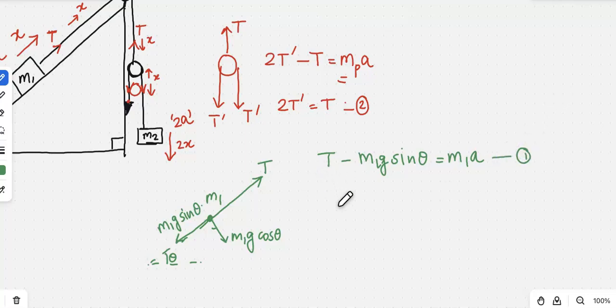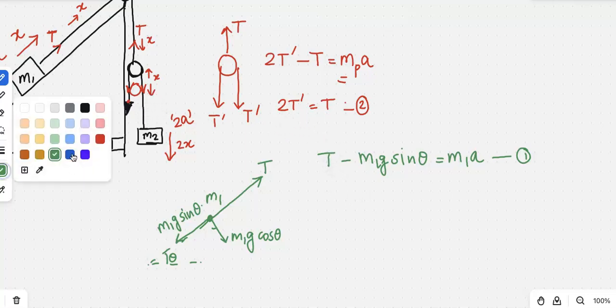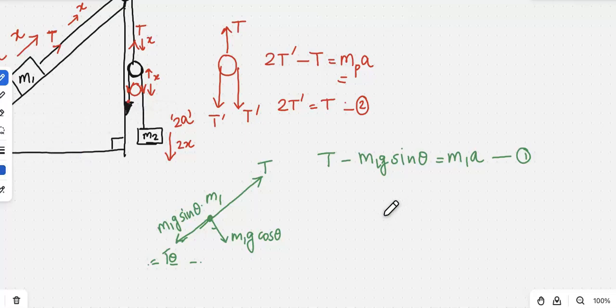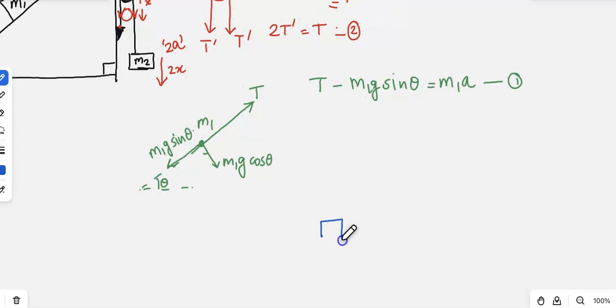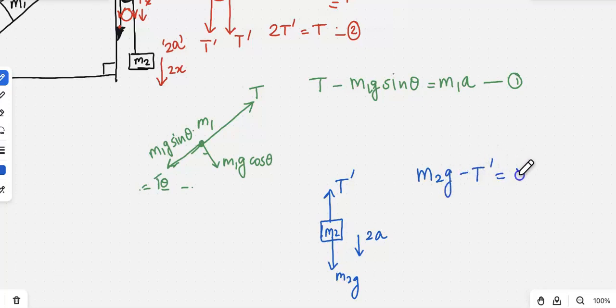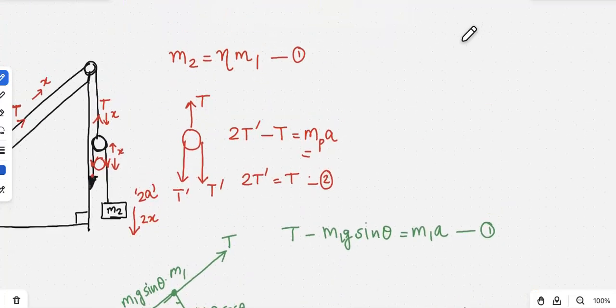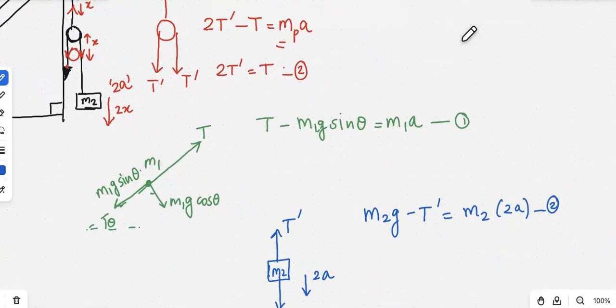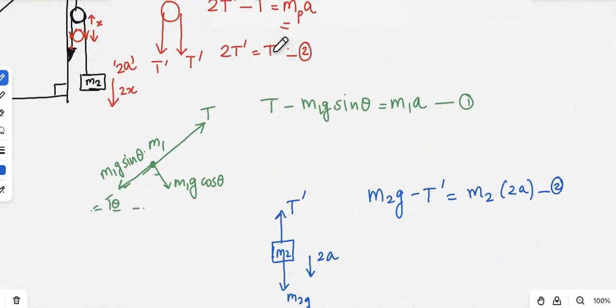For the other block m2, let me use yet another color, blue, for the m2 block. So for the m2 block, you can see the block like this, m2. The upward tension is T dash, the downward force is m2g, and there is an acceleration of 2a downwards. So this will become m2g minus T dash is equal to m2 times 2a. This is my second equation. Instead of T dash, I can write T by 2, or otherwise you can say T is equal to 2T dash.